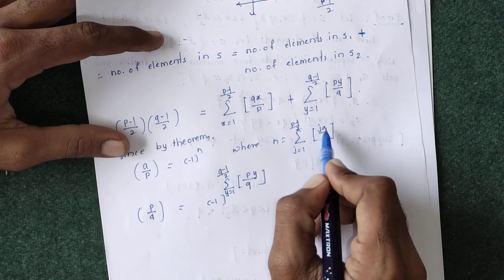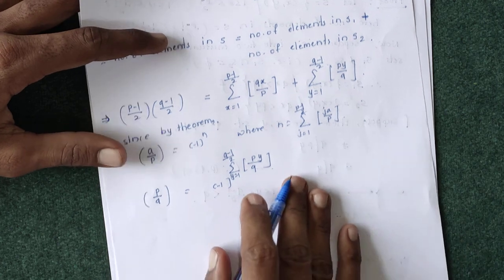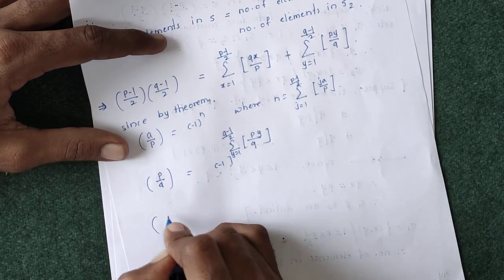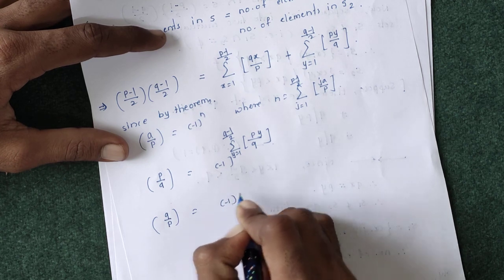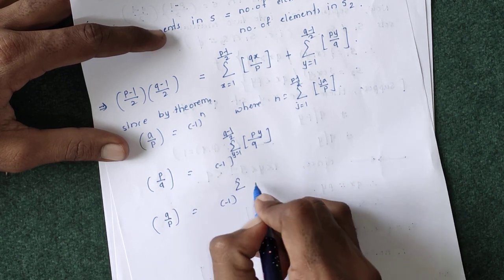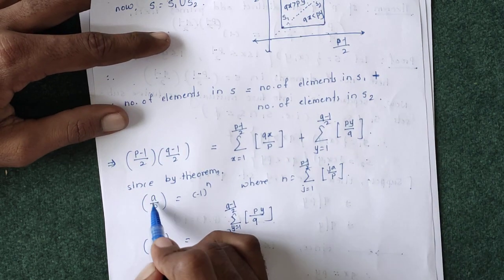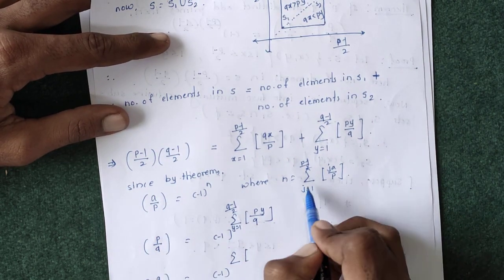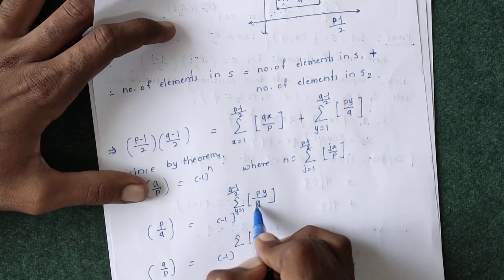So, here instead of j, just taking the notation y. So, the Legendre symbol of p and q. Now, similarly, we can write the Legendre symbol of q and p is equal to minus 1 raised to the summation of some number, similar to here, where the Legendre symbol of a and p is equal to minus 1 raised to this summation, in which a and p are just here. So, writing p by q here.